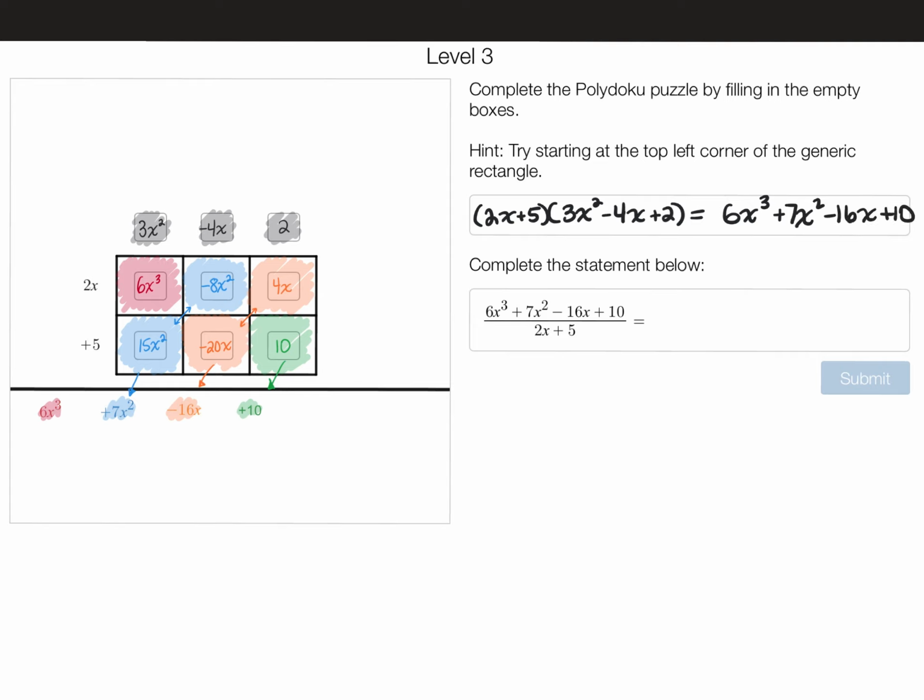Well, if you look at what we have in the next statement below, really what I did in this statement, I took this and divided by 2x plus 5. So really I just divided both sides by 2x plus 5, and that leaves me with just the 3x squared minus 4x plus 2. So really the big idea here is that we're finding a way to divide a polynomial by another polynomial to get the division here. All right, let's look at another one.